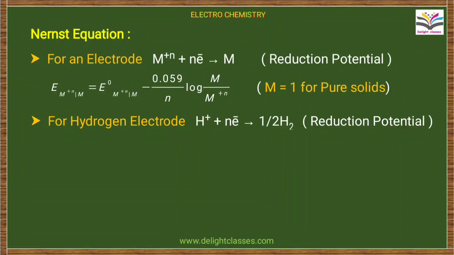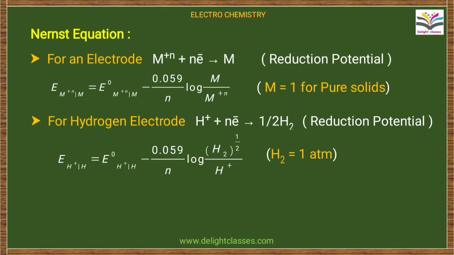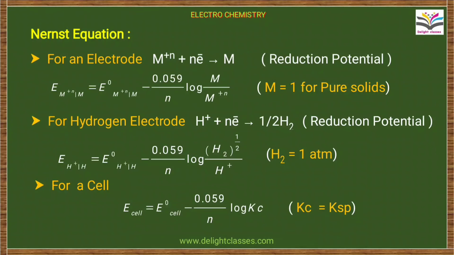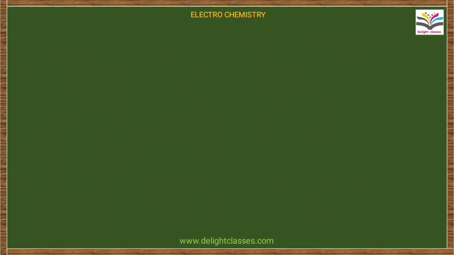For hydrogen electrode, H+ plus n electrons gives half H2, reduction potential. E H+ to H is equal to E naught H+ to H minus 0.059 by n log H2 whole power 1 by 2 by H+. Here H2 is at 1 atmosphere. For a cell, E cell is equal to E naught cell minus 0.059 by n log Kc. Kc is equal to Ksp.